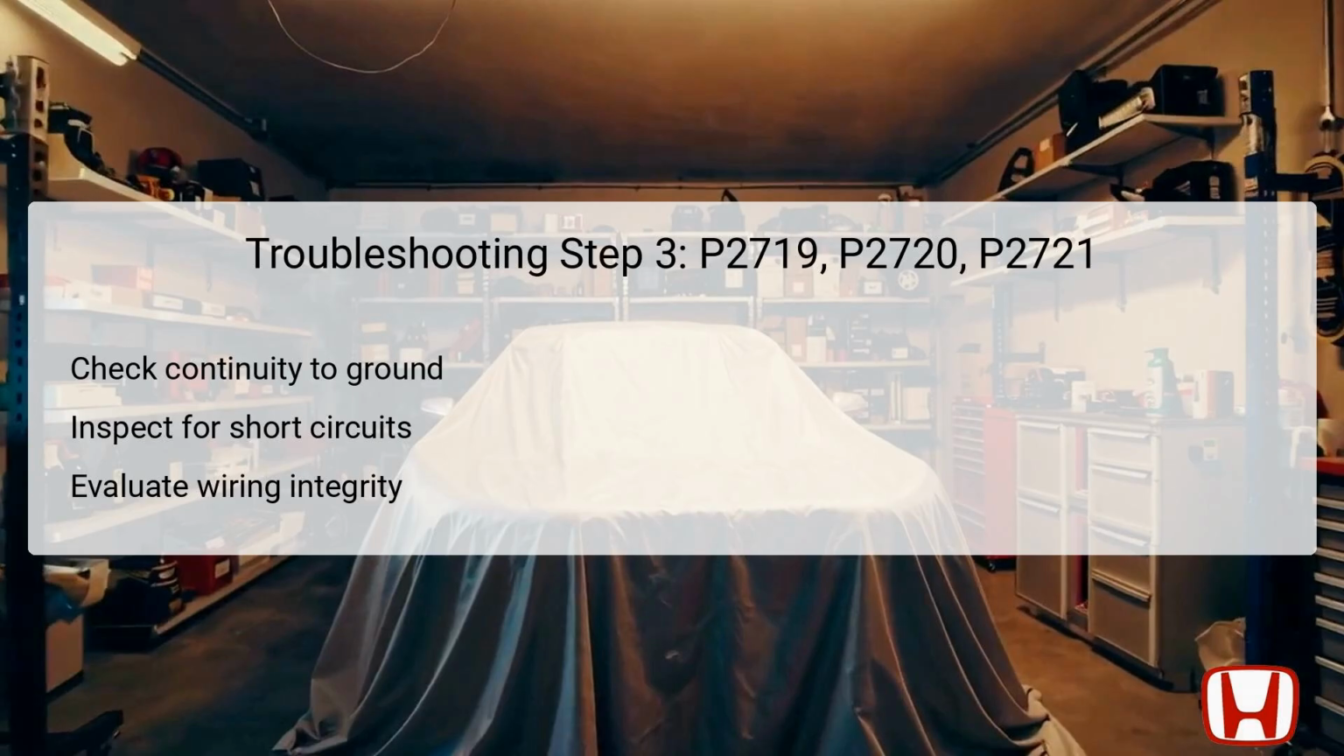If you find continuity to ground, it indicates that there is a short circuit in the wiring connected to the AT clutch pressure control solenoid valve D. This type of fault can lead to overheating or failure of the solenoid due to excessive current flow. If there is no continuity, it shows that the wires are intact, and the issue might require replacing the hydraulic control unit responsible for managing the transmission's hydraulic systems. Making these distinctions is vital for targeted repairs.